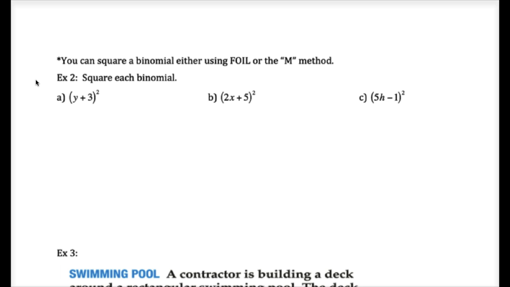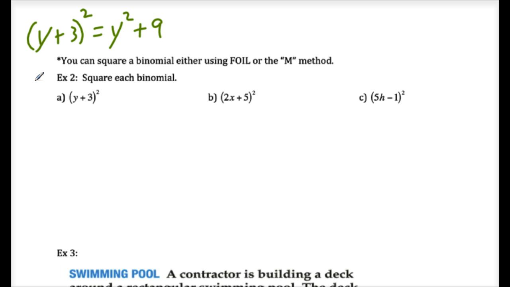Here's what knucklehead kids say: this is the easiest thing in the world. Y plus 3 quantity squared equals y squared plus 9. That's exactly what everybody does. Why wouldn't it be? Good question, Kevin. It wouldn't change. Let's watch how FOIL produces that middle term.